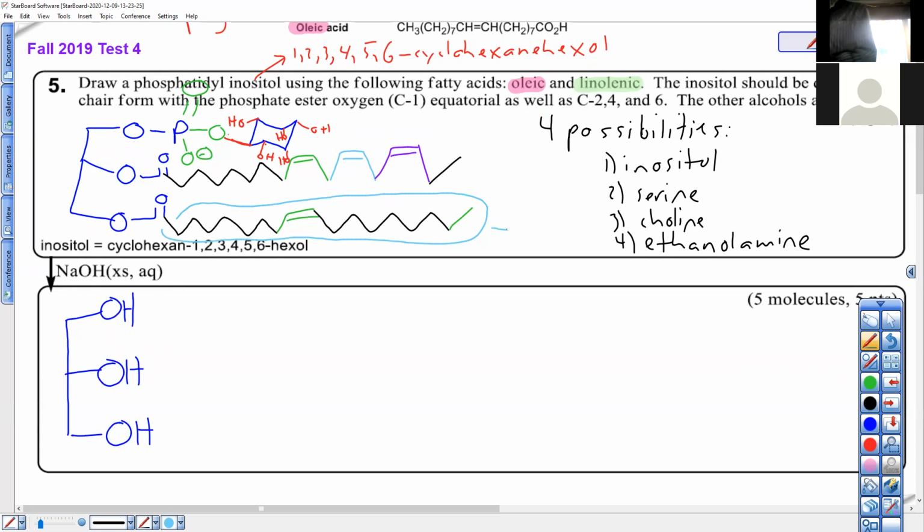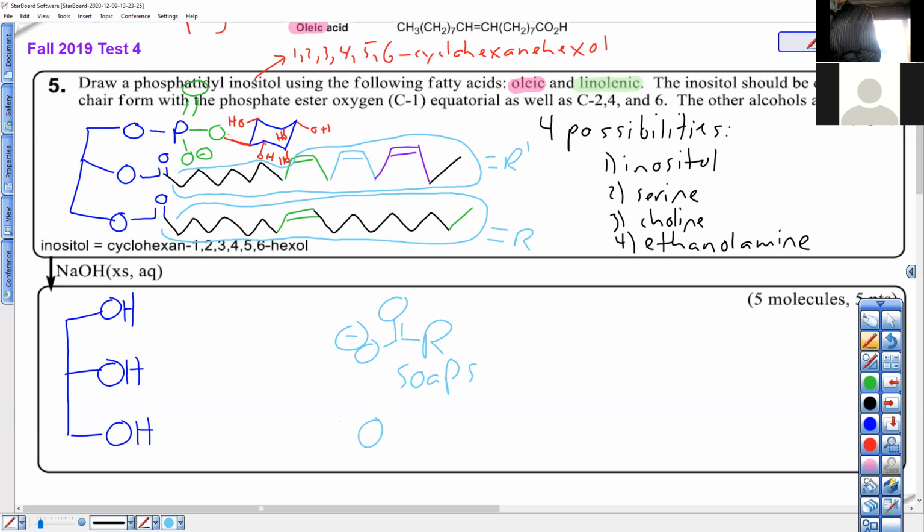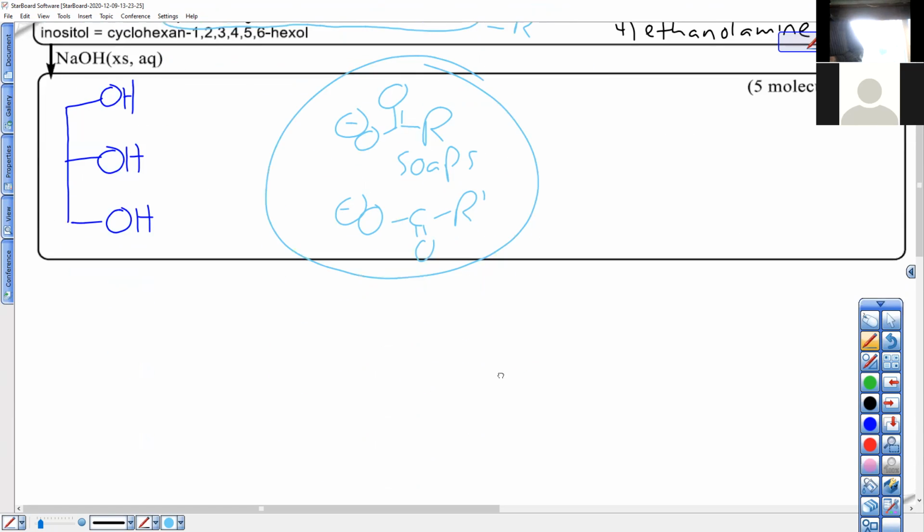You could have the carbonyl in the circle if you want. I'll call that one R. And it's going to be tricky here. So you're going to have R attached to carbonyl, attached to O minus. That's a soap, as is this one, O minus, carbonyl, R prime. Those are all soaps. I believe that's asked about down here.